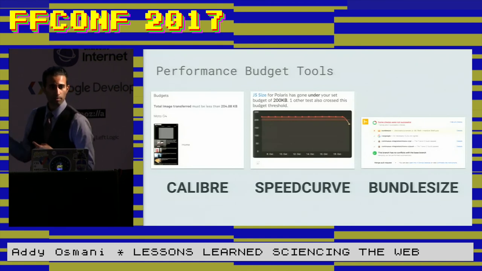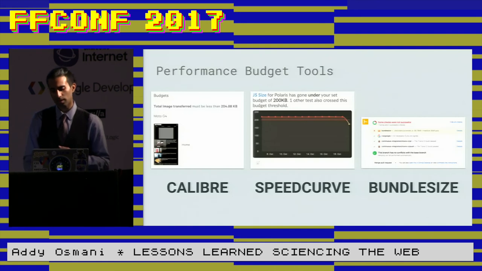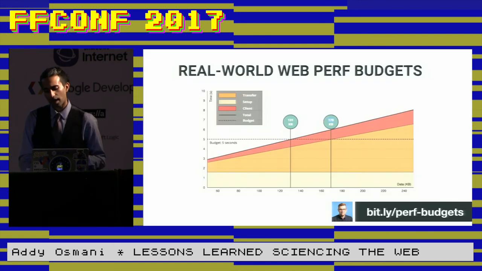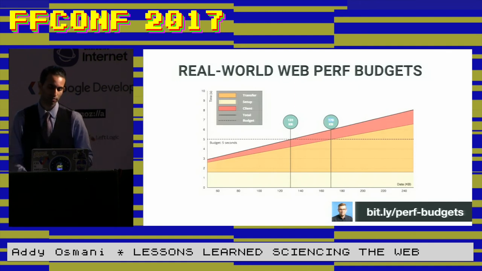There are a lot of good tools that teams can use to get a performance tracking system in place. These are just some that my team use. So we love using Caliber, SpeedCurve. Bundle size is great for your pull requests if you want to make sure that your team are held accountable for every addition they're making to the experience. Alex Russell has written a lot about this stuff over in Real World Web Performance Budgets, so check out his blog post, full of great data.